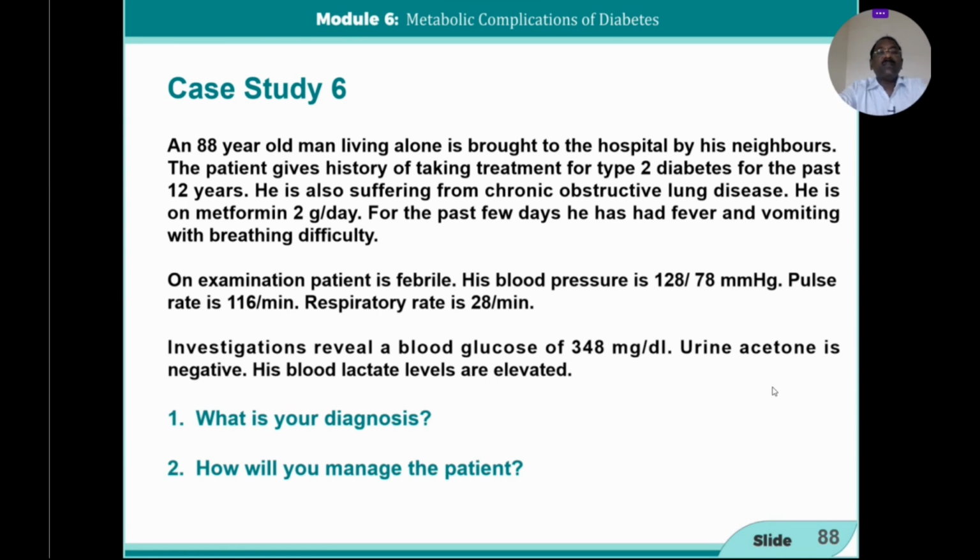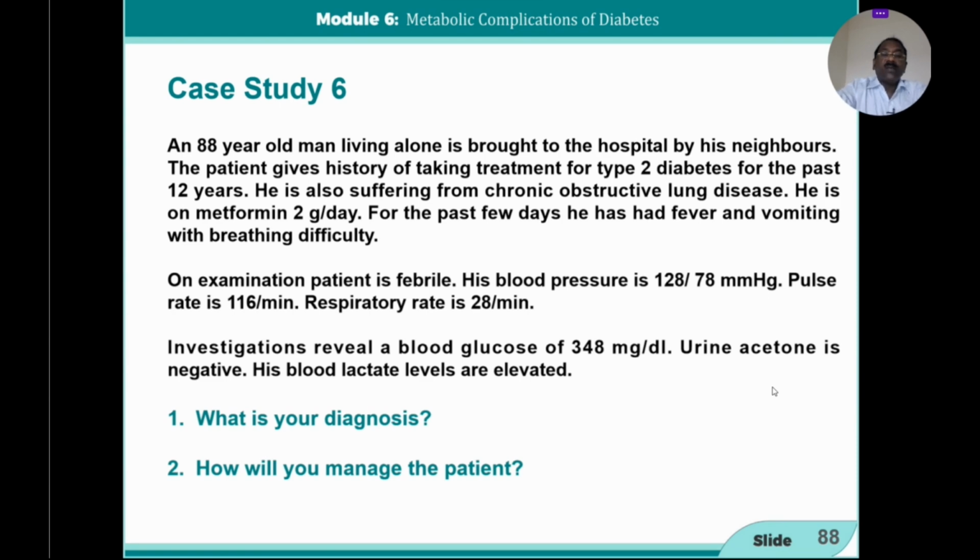Here, an 88-year-old male living alone is brought to the hospital by his neighbors. The patient gives a history of taking treatment for type 2 diabetes for the last 12 years. He is suffering from COPD, chronic obstructive lung disease. He is on metformin 2 grams per day. For the past few days, he has had fever and vomiting with breathing difficulty.